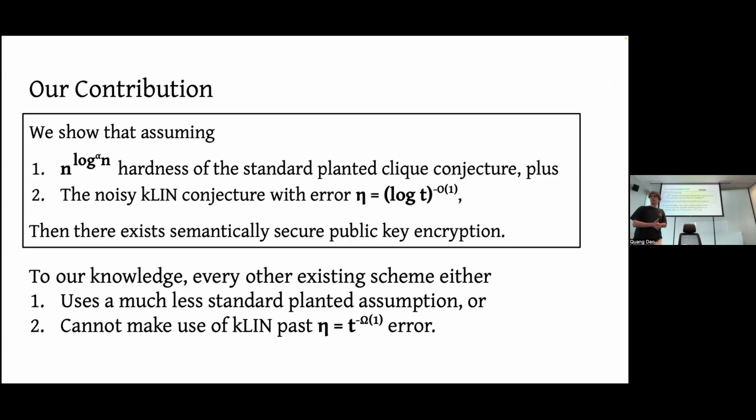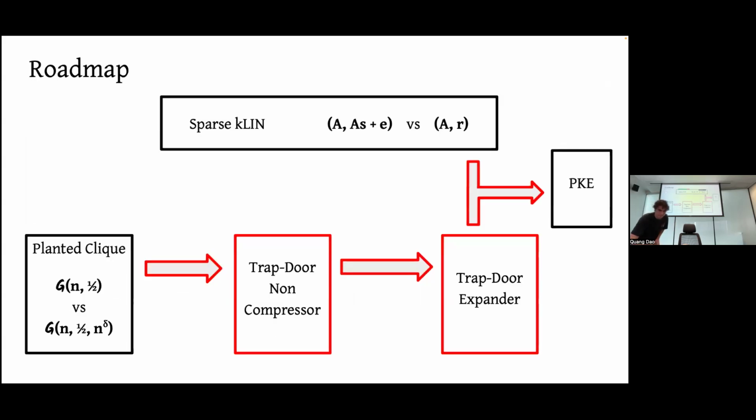Okay, any questions about our result before I get into some technical details? I'll come back to this roadmap as I explain different key concepts. I put in black what we've already discussed, and the red stuff is all the conversion that we use to get from planted Clique and sparse LPN to public key encryption.